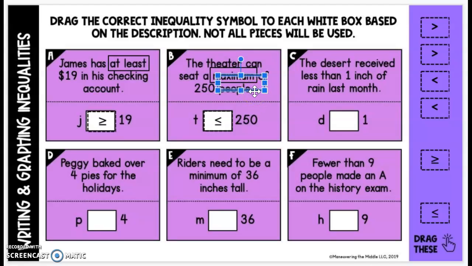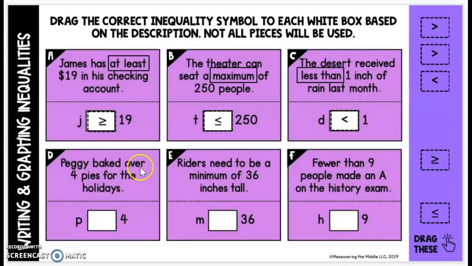And the desert received less than, I knew I was reading that wrong, 1 inch of rain last month. So whatever number is here has to be less than 1 because it didn't go over 1. So my number could be a half, it could be 3/4. It just has to be less than 1 because it says less than 1 inch.